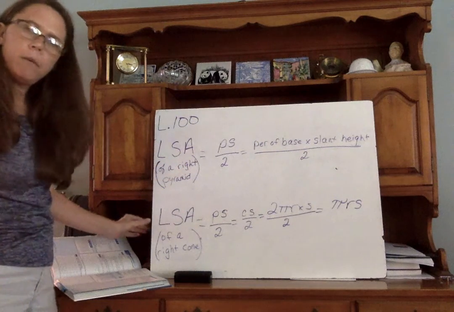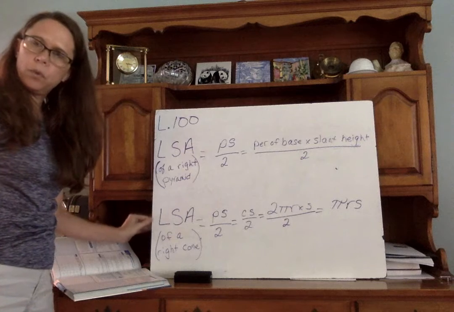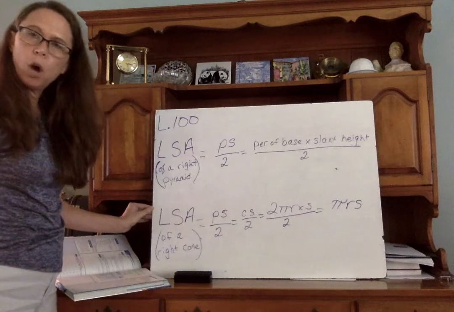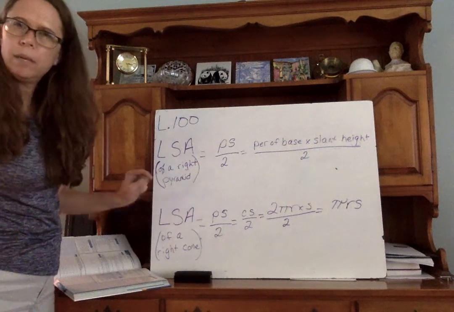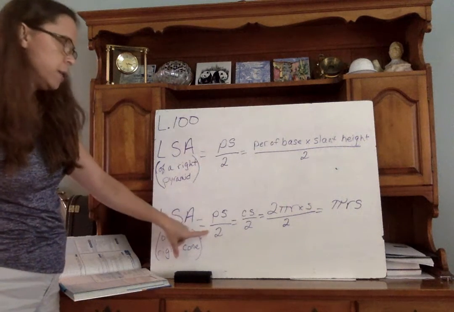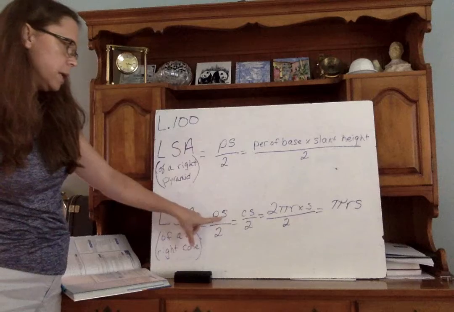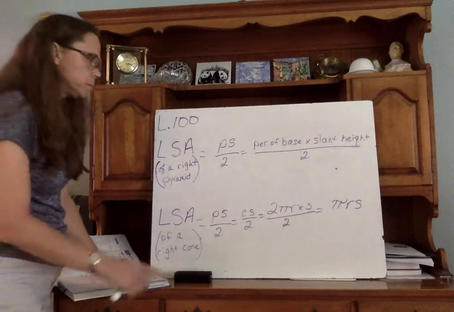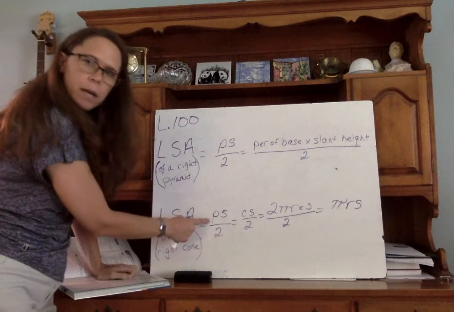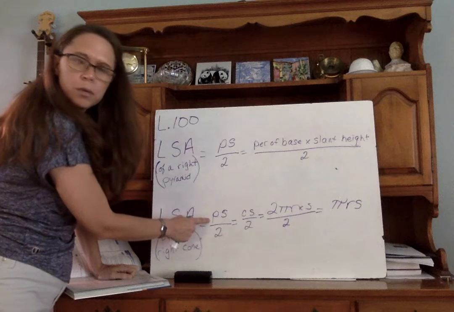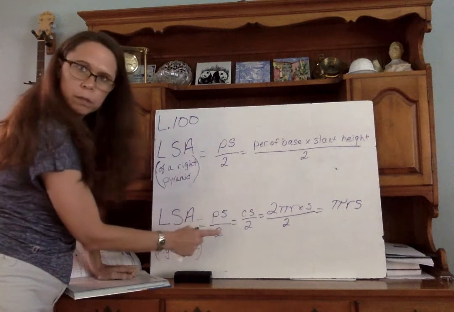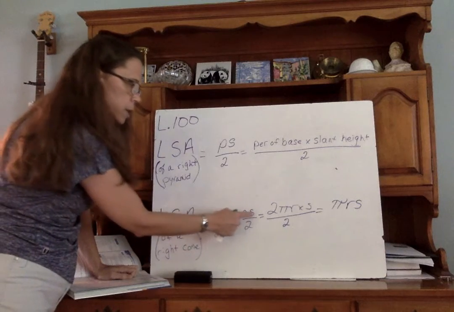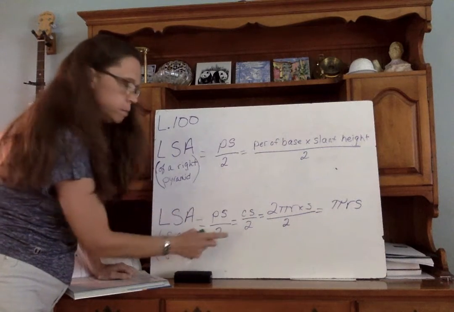Now when we move to the formula for the lateral surface area of a right cone, our formula ends up looking a little bit different. We're still going to start out the same way: the perimeter of the base times the slant height divided by 2. But if we're talking about a cone, the base is a circle. The perimeter of a circle we call circumference. So we think about circumference times the slant height divided by 2.